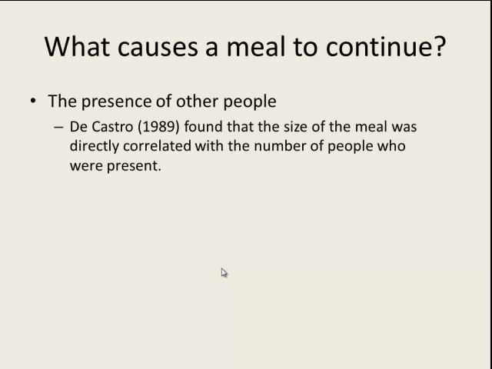So, what continues a meal? Again, the presence of other people. We're social animals. I noticed this. As soon as I started dating my wife and we got married, boy, I started eating a lot more. It's a very social thing. For example, De Castro found that the size of the meal was directly correlated with the number of people who were present. Now, I don't think of this as a good way to lose weight. In other words, avoid all people because you'll eat less. That's a bit extreme.